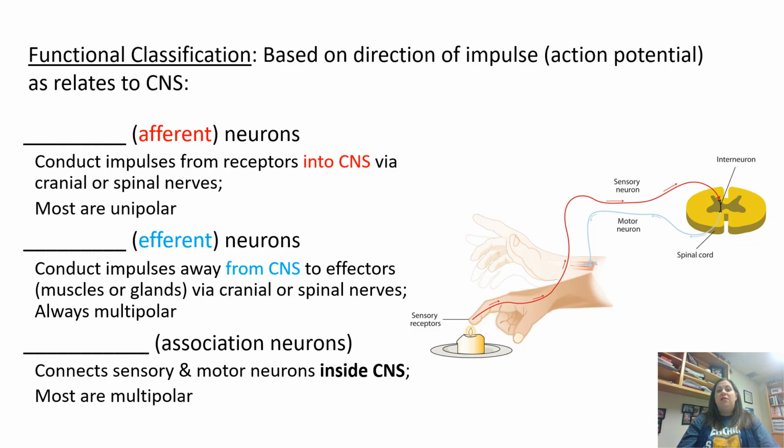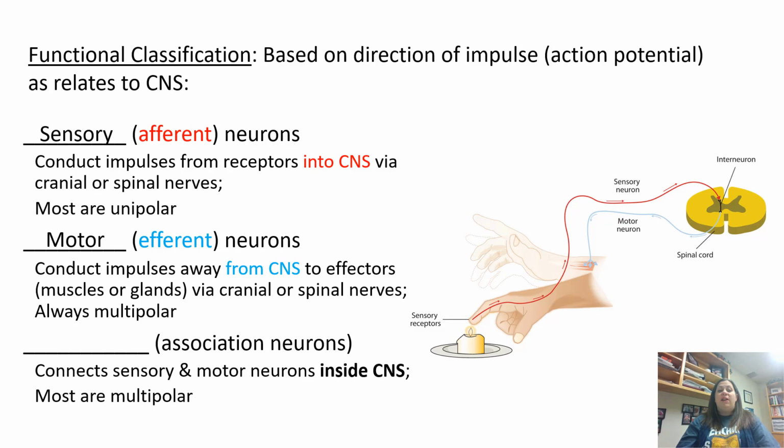Now, there's also functional classifications. This is based on the direction that they send their impulse or their action potential in relation to the central nervous system. So when we look here, the sensory or afferent neurons are going to be the ones who conduct information to the central nervous system, towards the central nervous system. They do this via cranial or spinal nerves. Most of these are going to be unipolar.